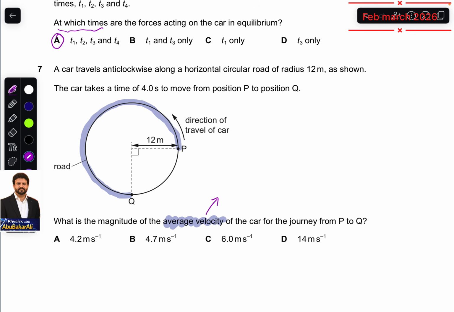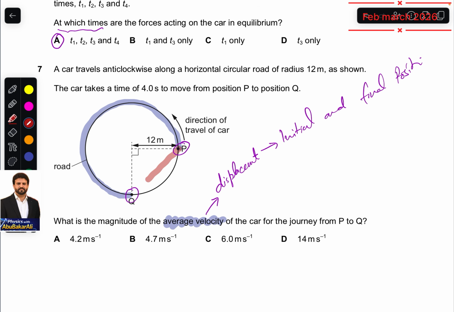You have to keep in mind the comparison of speed and velocity. Velocity is a vector quantity. It depends not on the distance, it depends on displacement. And displacement depends on initial and final position. So it is initially at P, finally at Q. So what is the displacement? This is from P to Q, this straight line.